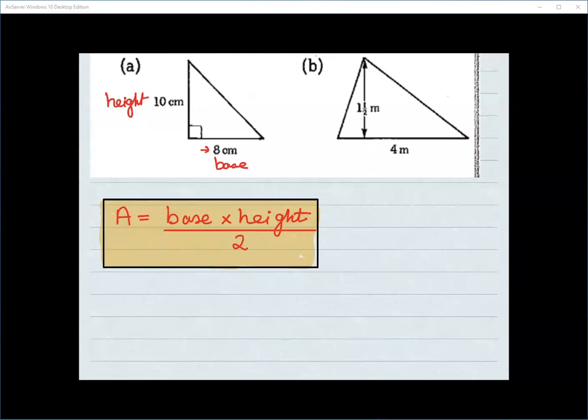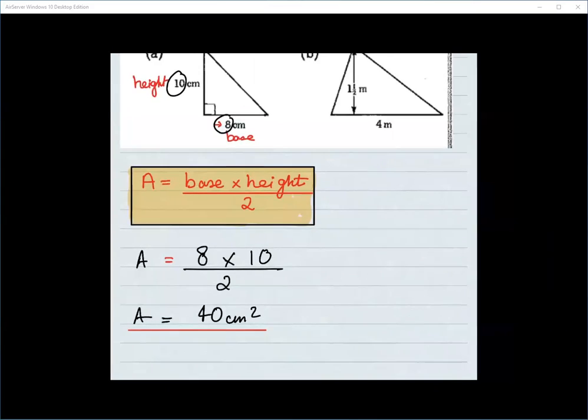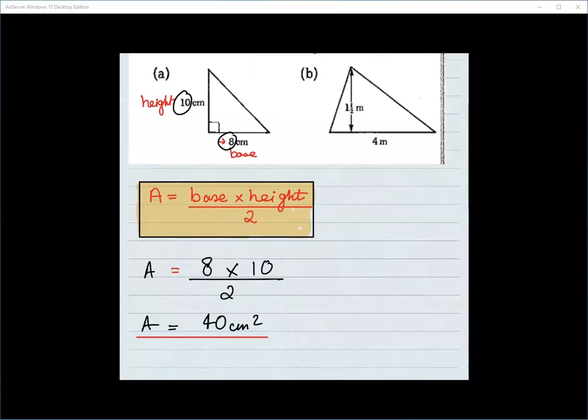So it says base times by height divided by 2. So let's go. So the base is 8 and the height is 10. So 8 times 10 equals 80. So what's 80 divided by 2? 40. So the answer is 40 centimeters squared. Done. Finished. Okay, for question B, thank you for that, Talha.